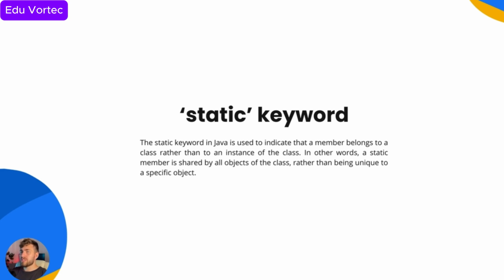Let's first discuss the static keyword in Java. The static keyword in Java is used to indicate that a member belongs to a class rather than to an instance of the class. In other words, a static member is shared by all objects of the class rather than being unique to a specific object. To understand this better, let's look at a code example.